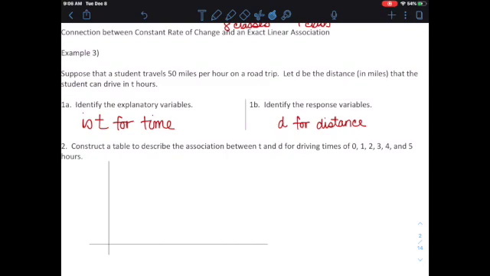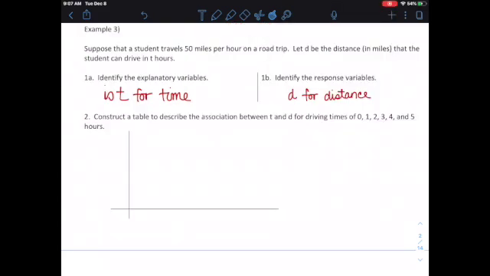The explanatory variable is T, time, and it determines how much D, the distance, is. So if you drive for an hour, it's going to be 50 miles. If you drive for 2 hours, it's going to be 100 miles. So that's why T is X and D is Y.